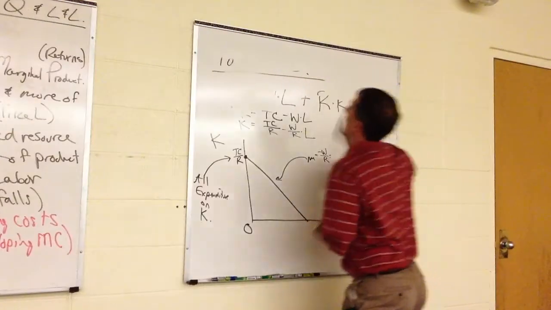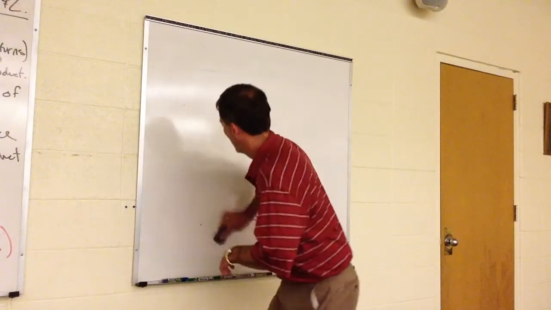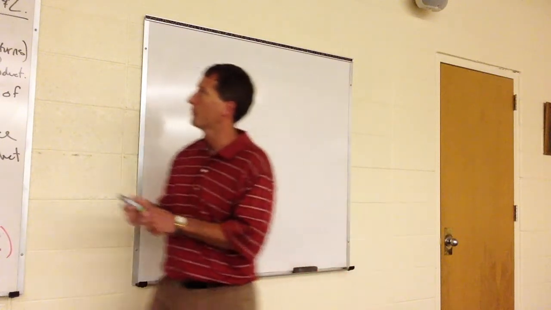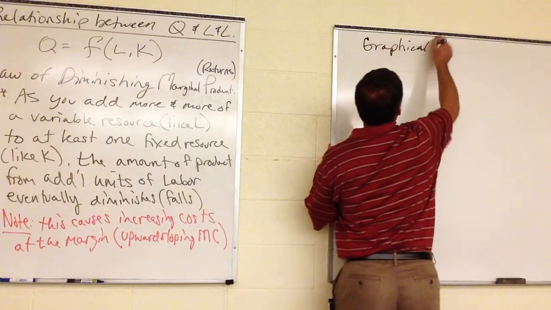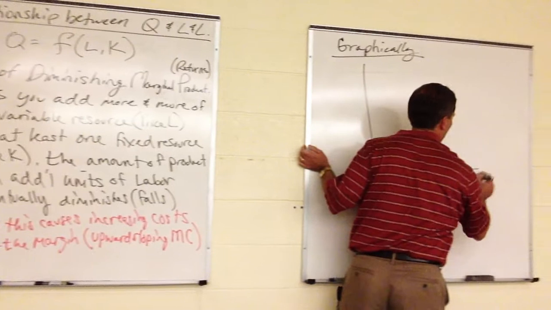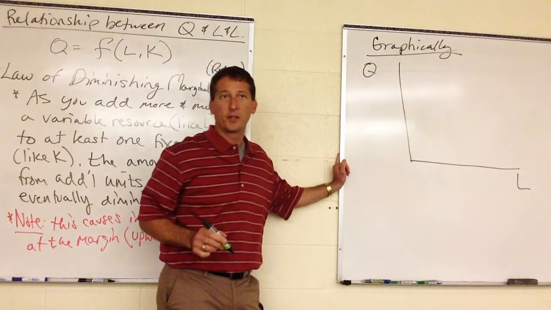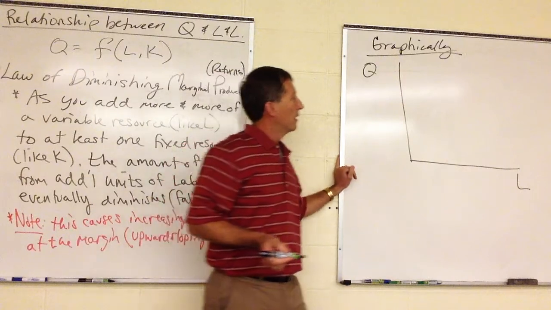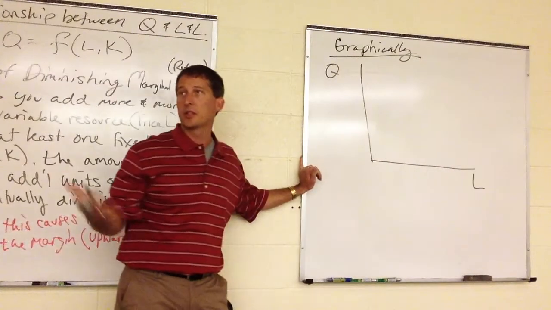Does that make sense, Adam? Okay, so what does that look like graphically? So graphically, if we now draw labor on the horizontal axis, but quantity of output on the vertical, so notice that. Is this function going to be an increasing function or a decreasing function?